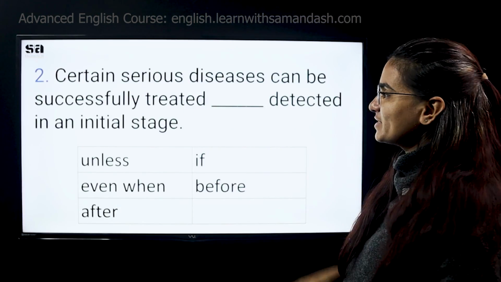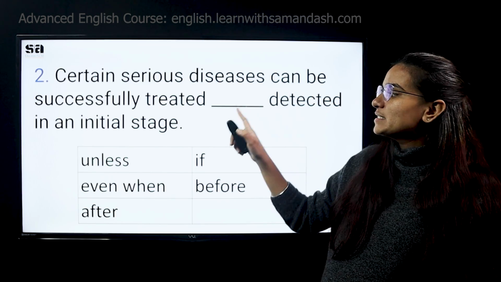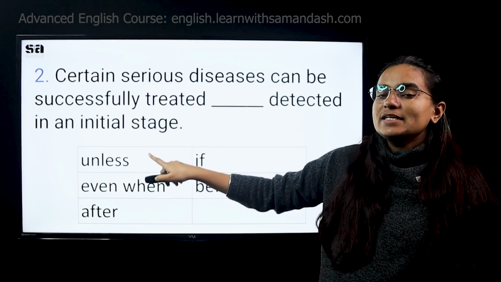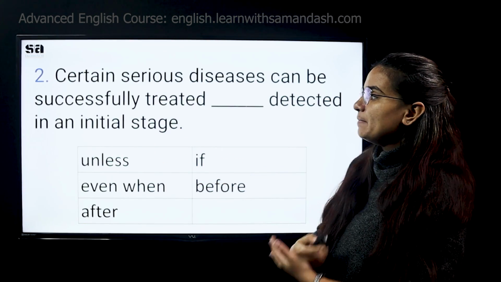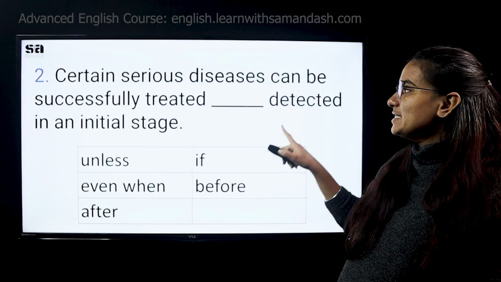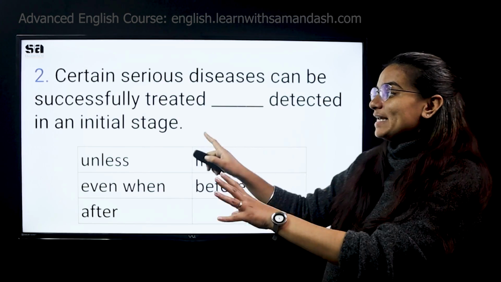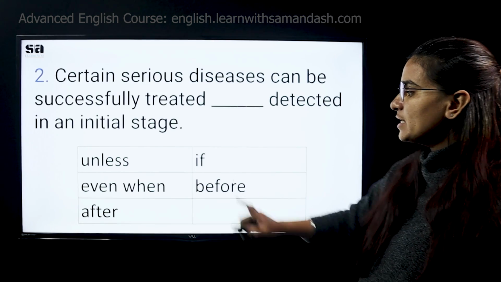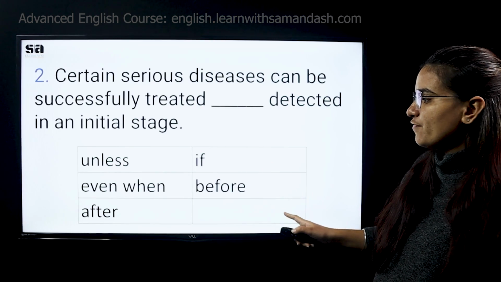Let's have the next question. Certain serious diseases can be successfully treated dash detected in an initial stage. Okay, I'm going to repeat the question one more time. Certain serious diseases can be successfully treated dash detected in an initial stage. You have 4 or 5 options: unless, even if, after, if, before.